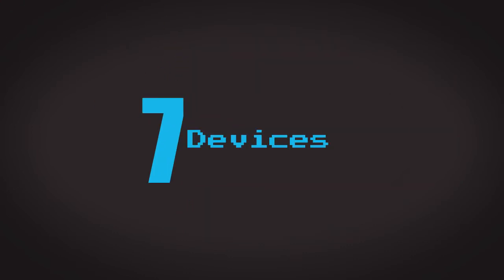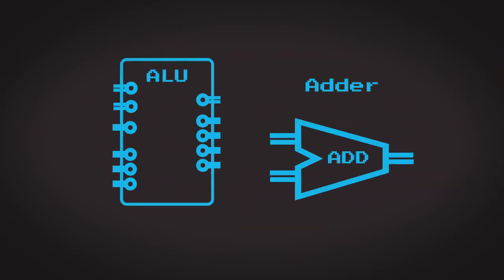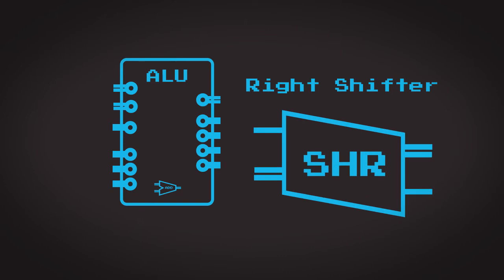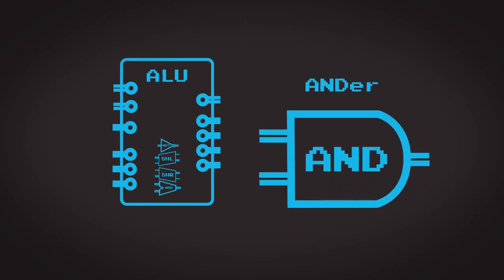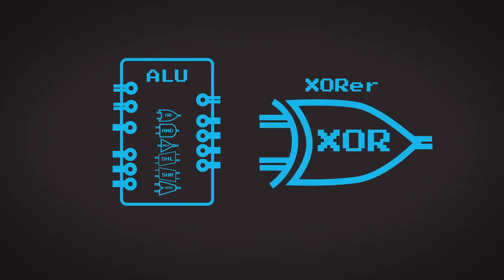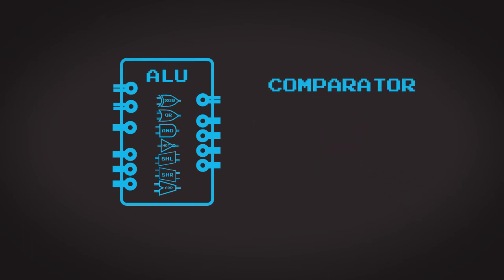There are 7 devices that make up the ALU: the adder, the right shifter, the left shifter, the NANDer, the ANDer, the ORer, the XORer, and the comparator. The comparator is built in with the XORer.